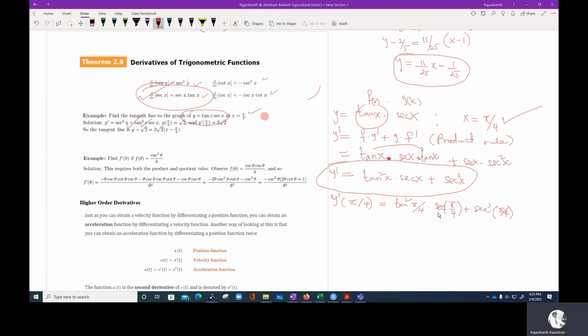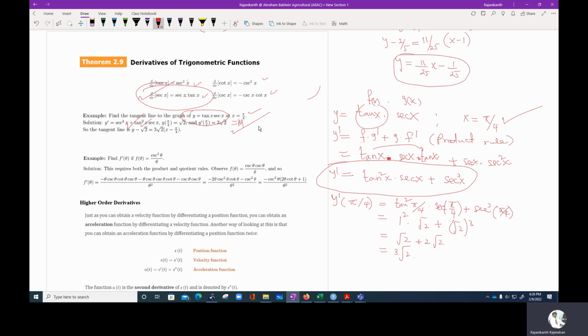So now you know the values of these, right? By the unit circle, you could find all the values and simplify. Remember, tangent pi over 4 is 1, and secant pi over 4 is square root 2. Then if you plug in those values, you will get 1 squared times square root 2 plus square root 2 cubed. That is square root 2 plus, remember, square root 2 cubed is 2 times square root 2. Then you will come up with 3 times square root 2. That's why you see that answer here, the slope at the point pi over 4. So this is nothing but m, the slope.